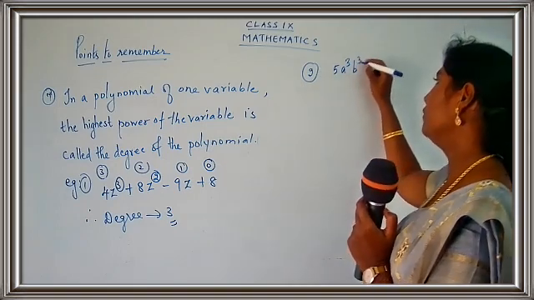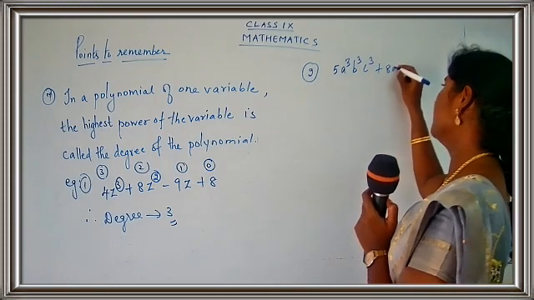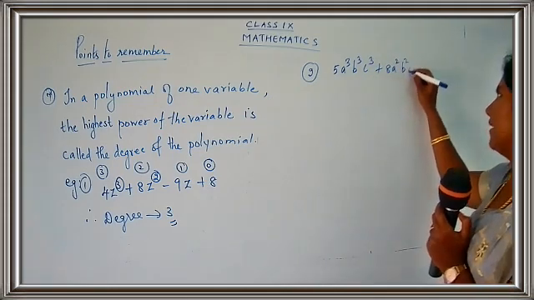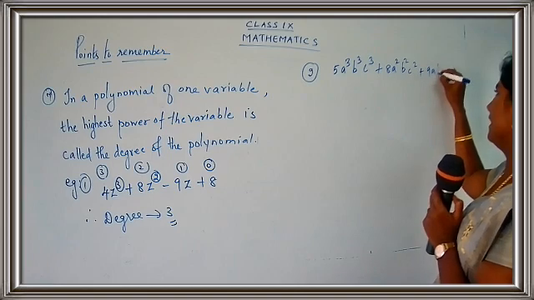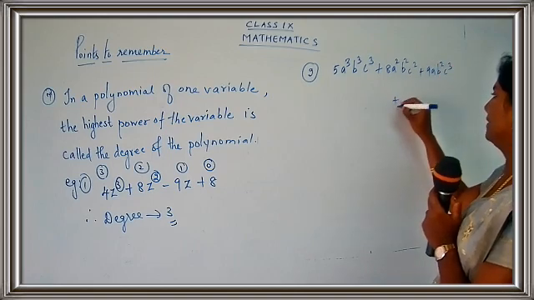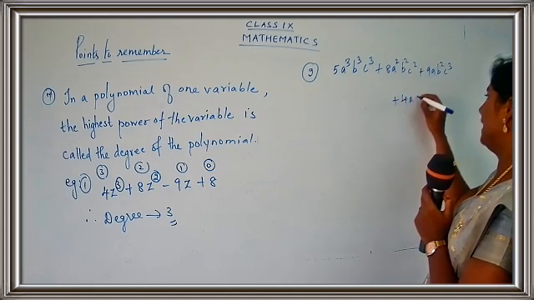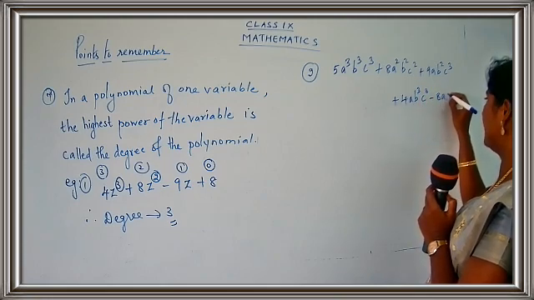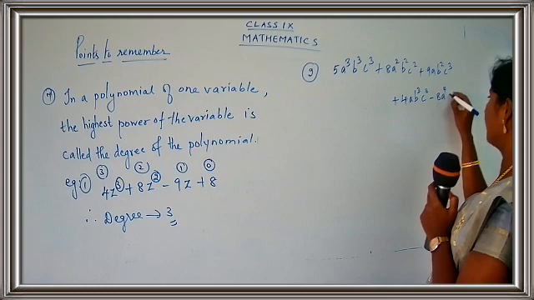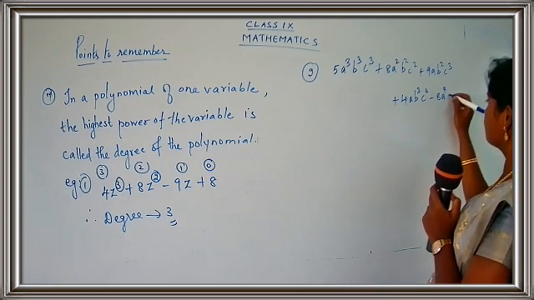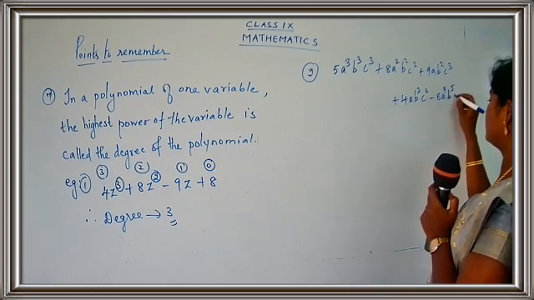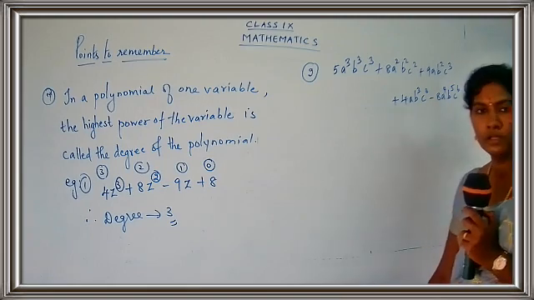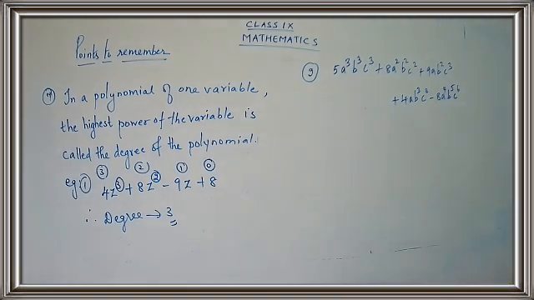5a cube b cube plus 8 a square b square c square plus 9 a b square c cube plus 4 a b cube minus 8 a 4 b 5. Here the polynomial is with more than one variable.